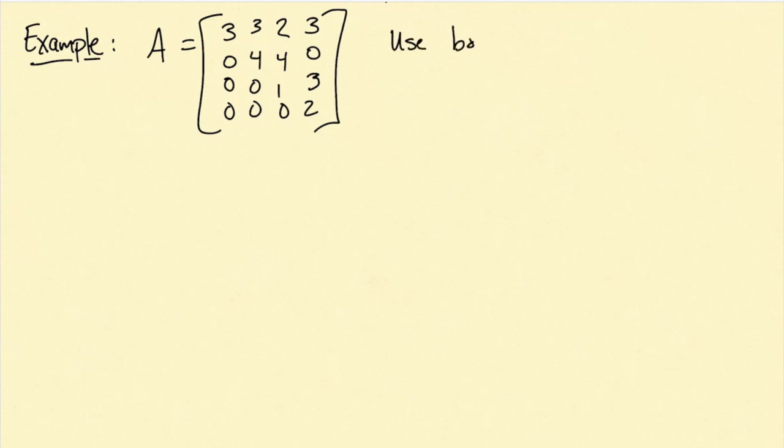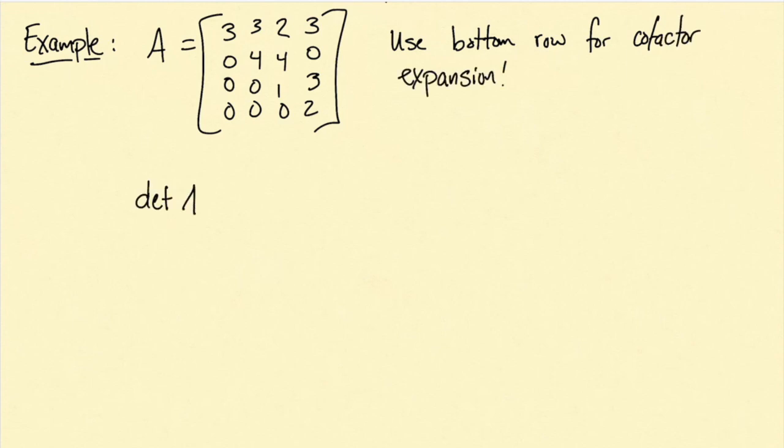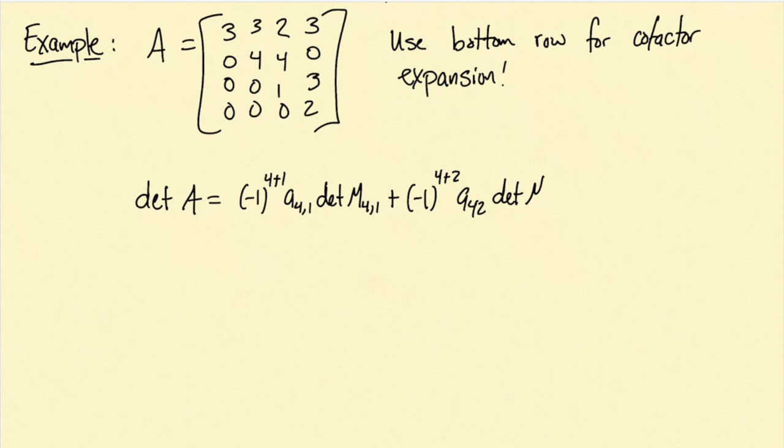So let's use the bottom row for our cofactor expansion. We'll see that 3 out of the 4 determinants that we would normally have to compute have a coefficient of 0. That means we only have to compute one determinant.